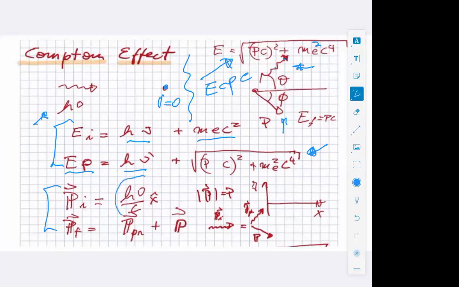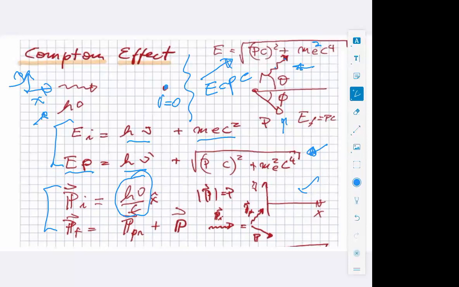And this is what I have here: h nu divided by c times x, because this is the x direction. This is x and this is y. Oh, here I have it. So everything goes in the x direction, and for the final momentum I have two contributions: the momentum of the photon that goes off at an angle theta, and the momentum of the electron that goes off at an angle phi. So this is all that I need to know.